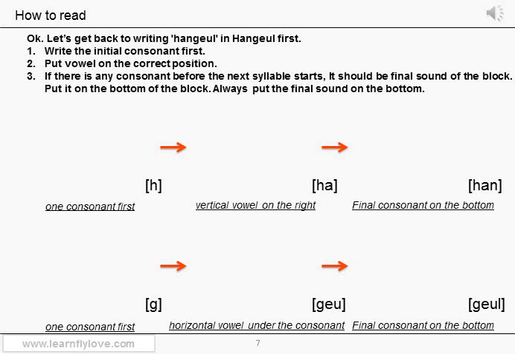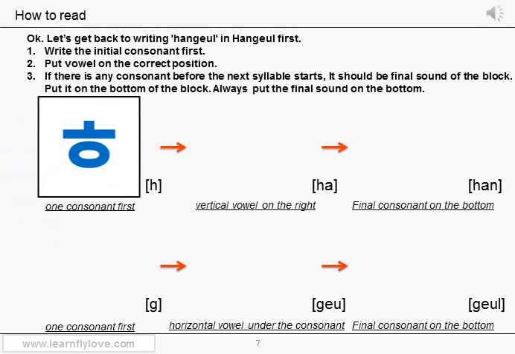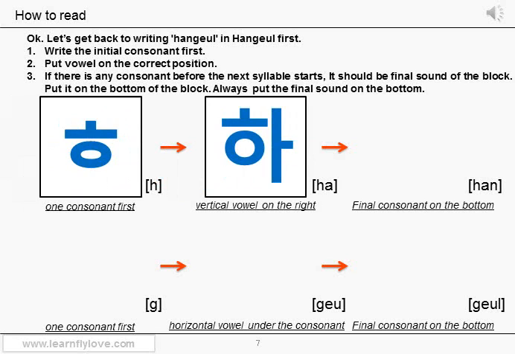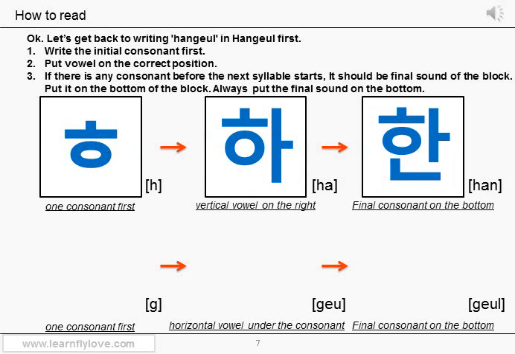Okay, let's finish writing Hangul in Hangul. Let's draw Han first. Draw the initial consonant first. Its sound is like H in English, right? Put the A vowel on the right because it's drawn vertically. And we need the N consonant for the final to make the N sound. So we drew Han.